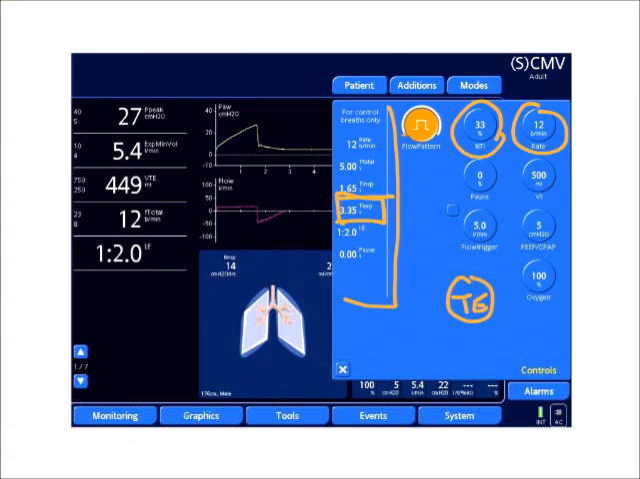So there's many things that affect my expiratory time. One is my IE ratio. One is my inspiratory time. And the other is my frequency, my set ventilator frequency. So all these will affect my expiratory time.